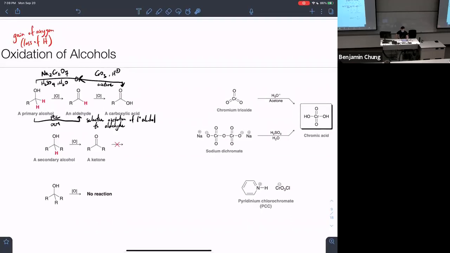So a secondary alcohol can also be oxidized, but under these conditions not all the way to a carboxylic acid, or an ester. So this oxidation can be performed by any of the conditions that I had shown previously.